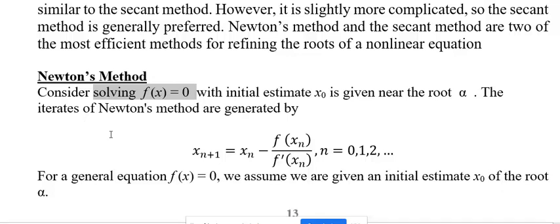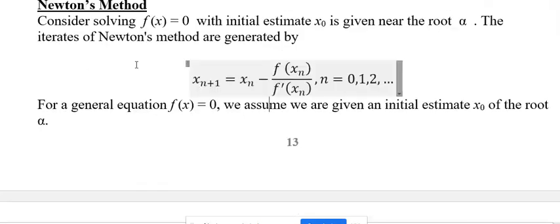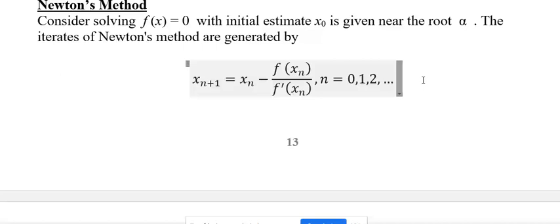The law of Newton method is x n plus 1 equals x n minus f of x n over f dash of x n, with n equals 0, 1, 2 and so on. Let's write this formula in our class, and then let us write it step by step.